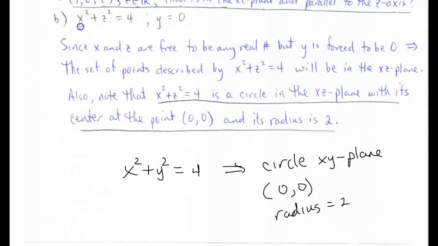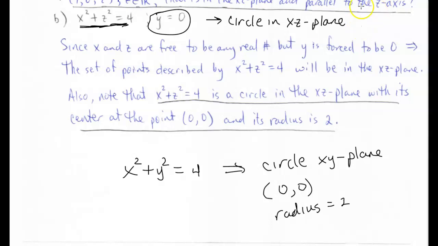So that means for here, this should be a circle in the XZ plane with a radius of 2. Now, what confirms that we're actually in the XZ plane is that we also were given that y is equal to 0. And we know by definition, the XZ plane is the plane where the x and z coordinates can be anything, but y has to be 0.